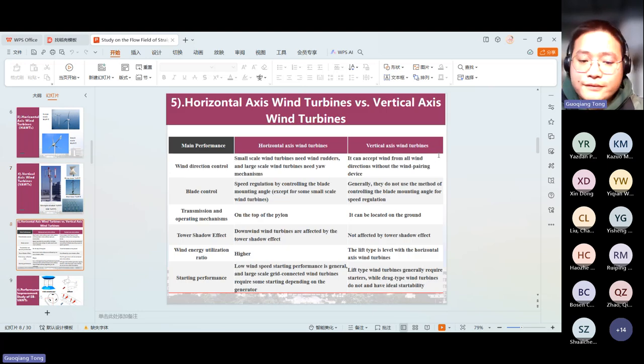There are significant differences between horizontal axis wind turbines and vertical axis wind turbines. Vertical axis wind turbines have the advantage of being able to accept wind from any direction without yaw. Generally, they do not use control of the blade mounting angle for speed regulation, and the generator can be mounted on the ground, which are not available with horizontal axis wind turbines.